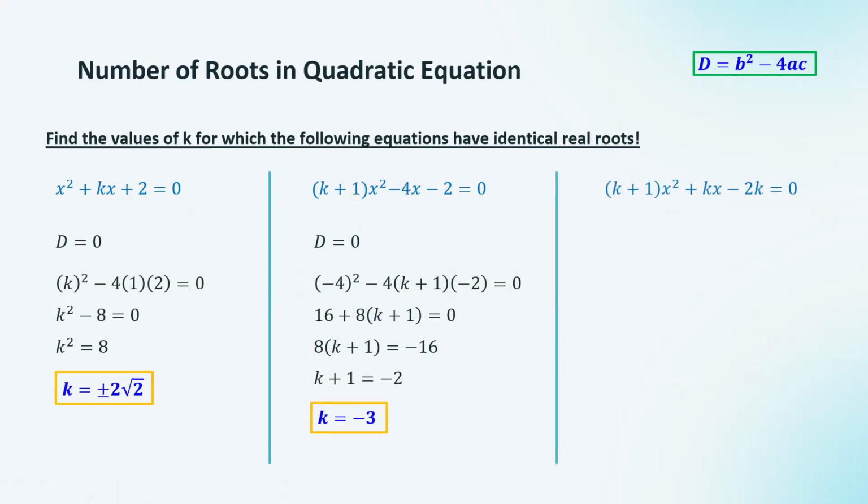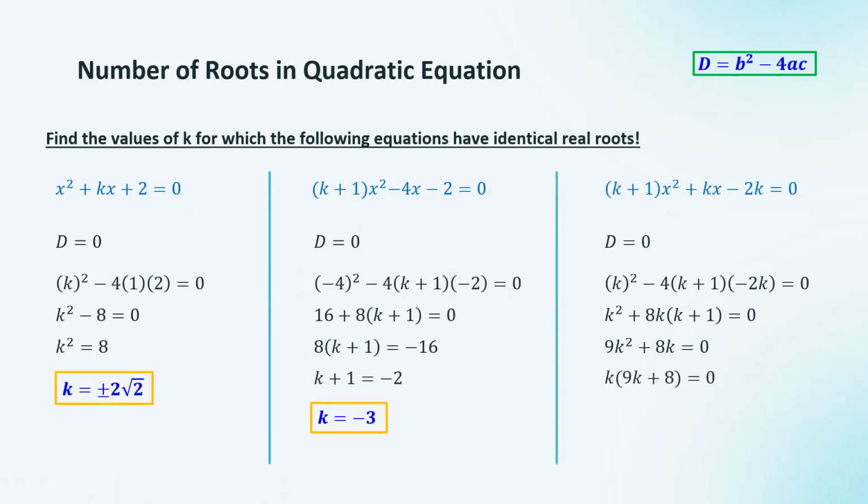In the next example, it's going to be very similar to the second one. It's just that we have a lot more k to determine. But again, the method will be the same. So D is equal to 0. You can input the a, b, c values, and you end up with another quadratic equation, but that's okay. This quadratic equation is used to find the k value. So we can factorize this, and we get that k equals 0 or k equals negative 8 over 9.